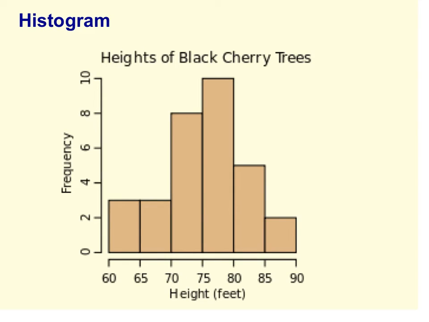So how many trees were between 60 and 65 inches? You would look up and you'd say, oh, 3, because that went up to a 3. How many were between 70 and 75? So you go all the way up and you say, oh, yep, that was 8. Which range had the most number of trees? Right there, the tallest one, between 75 and 80. Which one had the least number of trees? Right there, between 85 and 90. So it's just basically a way to organize data, and it gives you a nice visual of what the data looks like.